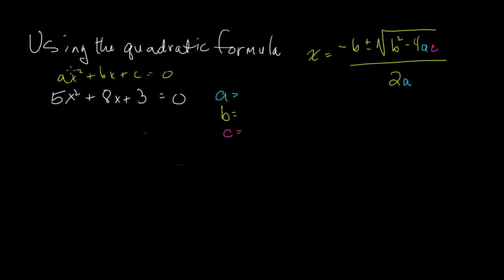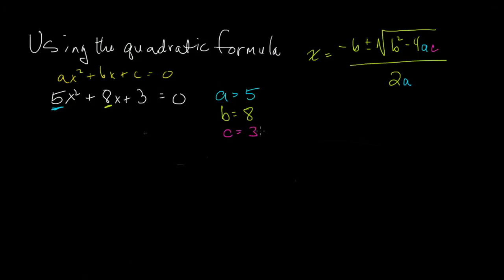And in this case, my a term is 5, because that is the coefficient here of the x squared. My b term is 8, because that is the coefficient here of the x term, and my constant term, or my x to the 0 power coefficient, is 3.